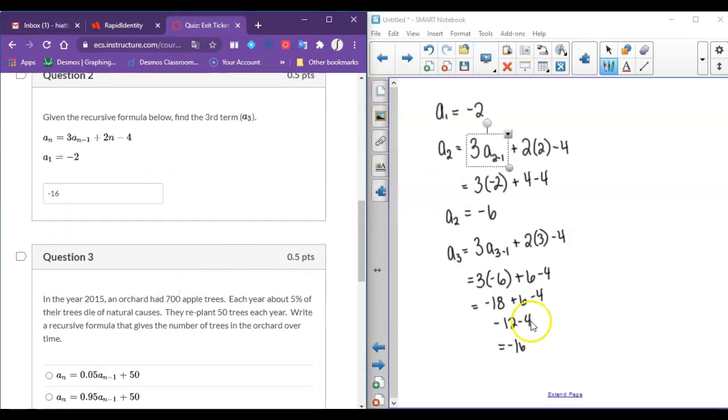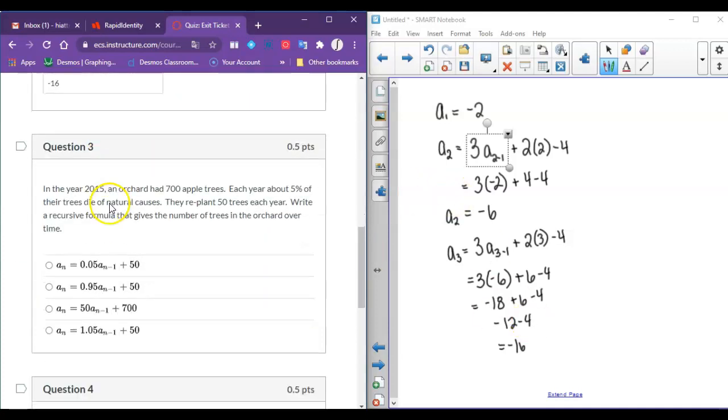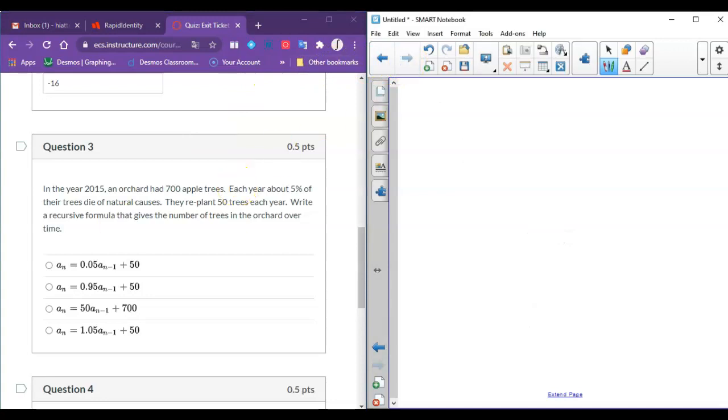There. Okay, that's our second question. All right, for our third question, we have the situation: we've got 700 apple trees. 5% of the trees die every year of natural causes. They replant 50 trees each year. Write the recursive formula. So 5% are going to die, which means 95% remain.